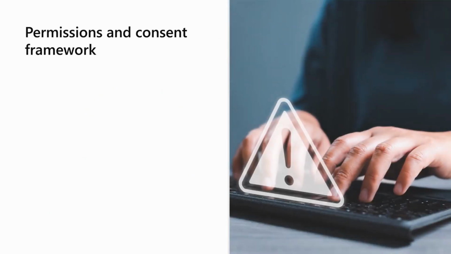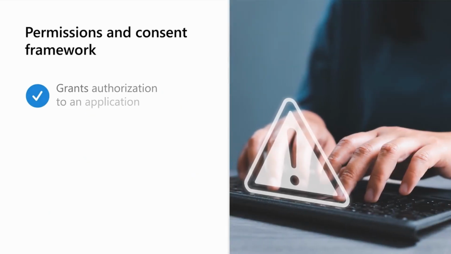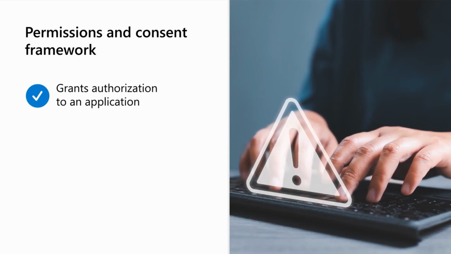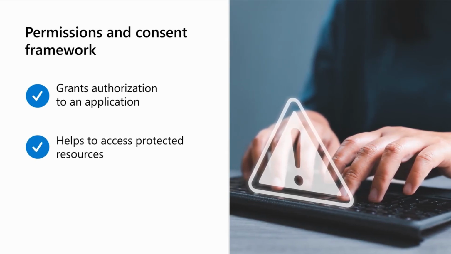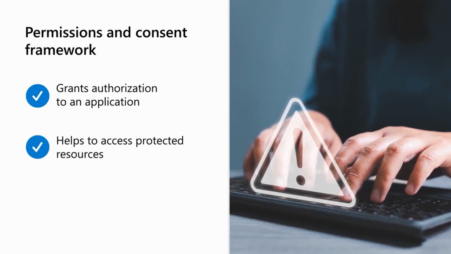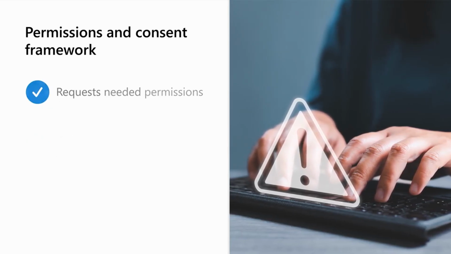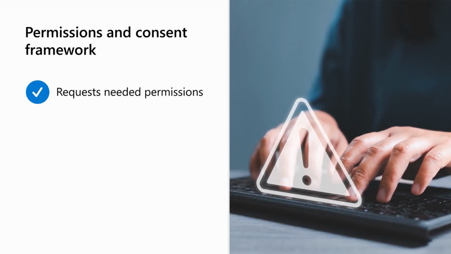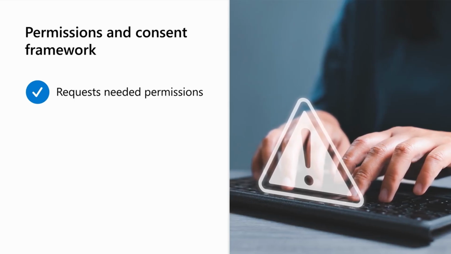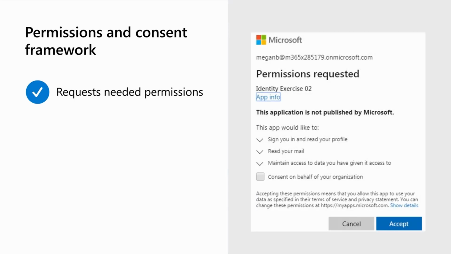On the other hand, consent is the process of a user granting authorization to an application to access protected resources on their behalf. In an OpenID Connect or OAuth 2.0 authorization request, an application can request the permissions it needs. If users get advance permission to access their application, the consent message will prompt on their screen.